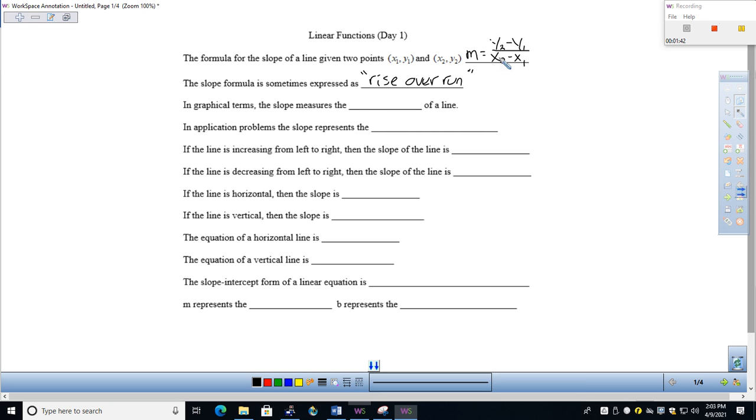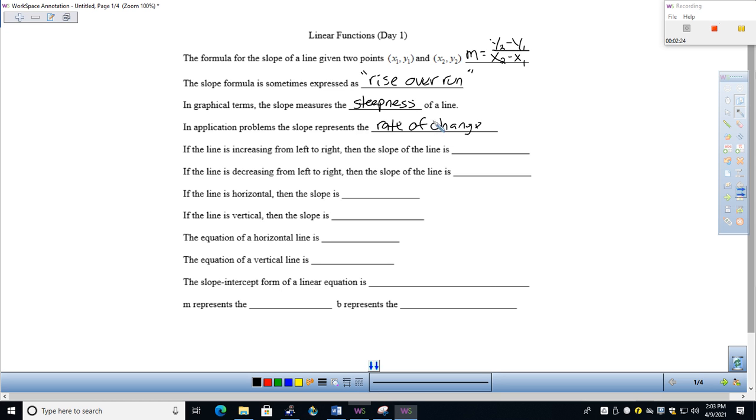Now in graphical terms, the slope measures the steepness of the line. So if we have any two slopes and we're comparing them, we can compare how steep one is compared to the other. In application problems, the slope represents the constant rate of change, but I'm going to be a little more generic with it. So just the rate of change. And we'll be dealing a lot with the concept of rate of change in this curriculum as well.